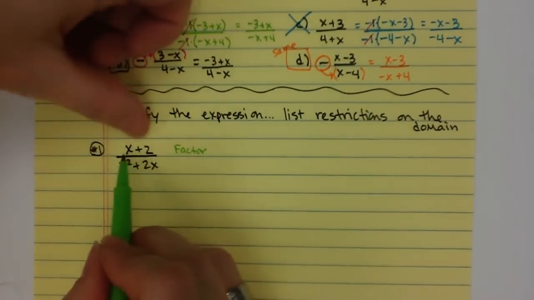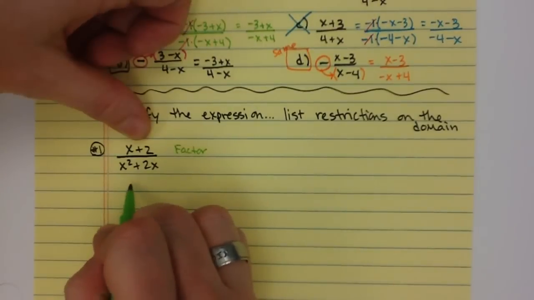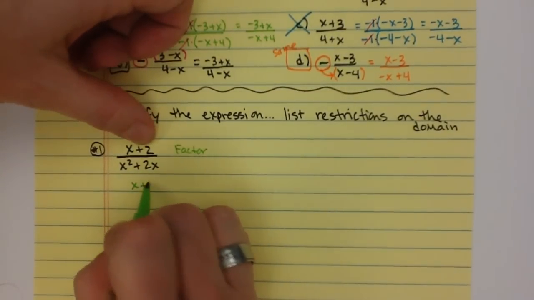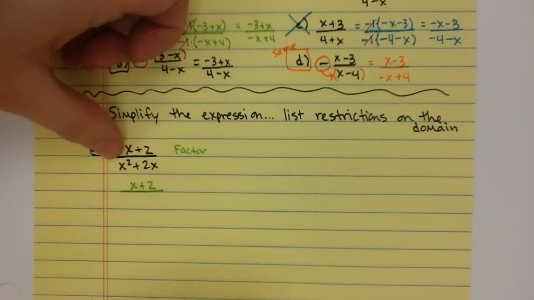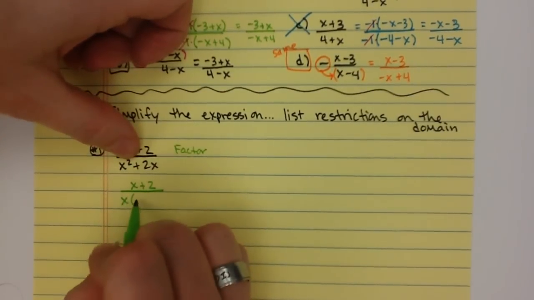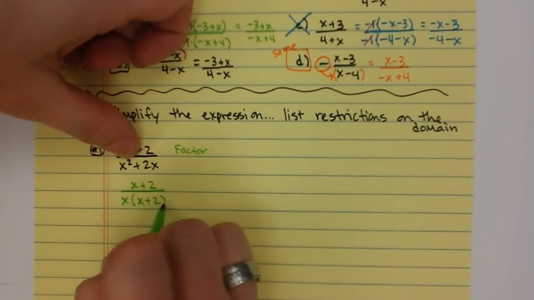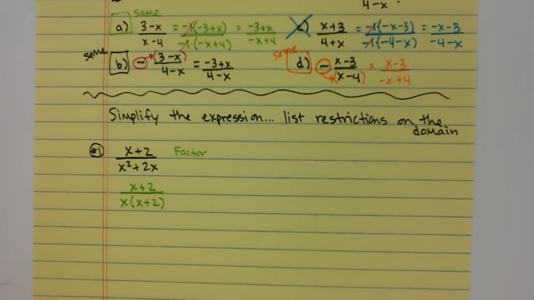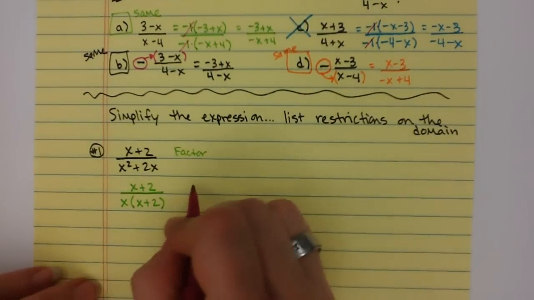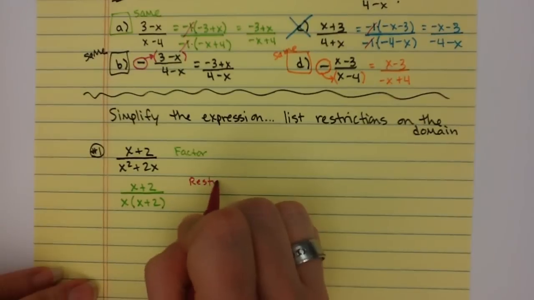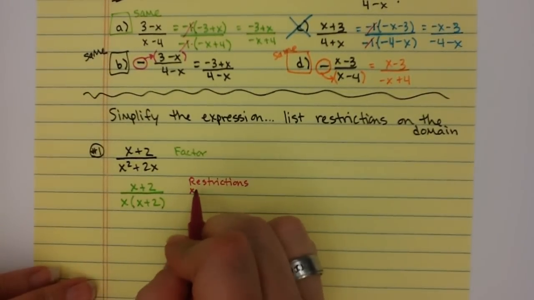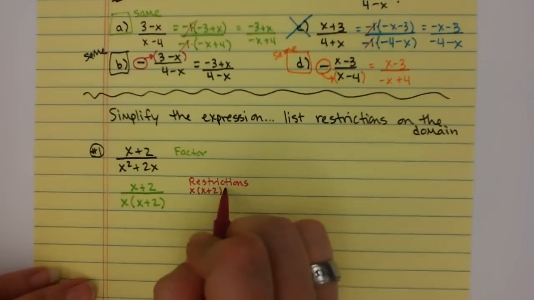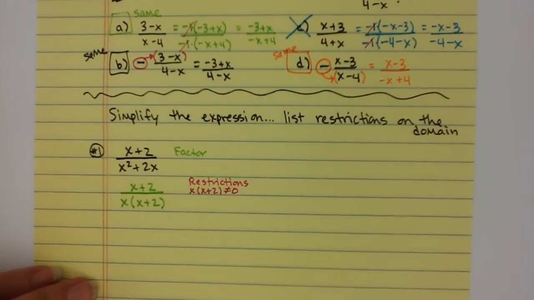The numerator doesn't have any GCF or any squared values, so it just stays x plus 2. The denominator has a GCF of x, so I'll take x out to the front, and that leaves me with x plus 2 in the parentheses. Now before I do anything else, I'm going to get my restrictions. And I do that by setting the denominator not equal to 0. So I do x times x plus 2 cannot equal 0.